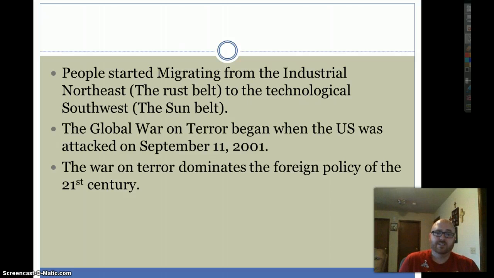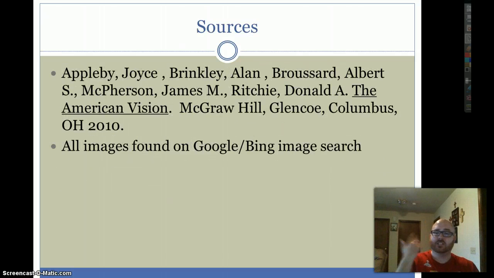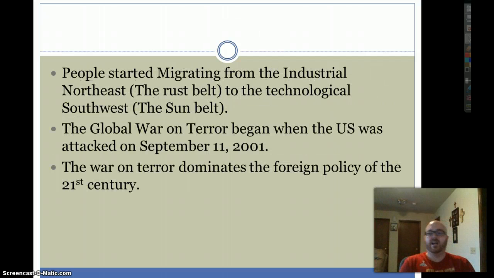All right, so there you have it. There are the sources from throughout the course, and it's over. It's done. A brief history of the United States.